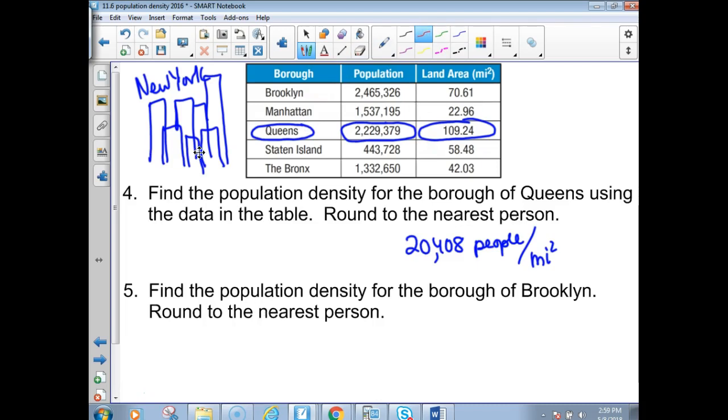Can you imagine, oh man, I could think of a lot of logistics that we'd have to think about to have a city like that. Sewage, everything, all the water that they need. And, wow. All right, let's find the population density for the borough of Brooklyn. Did you know they're called boroughs, the little separation of the sections of the city? They're called boroughs. Round to the nearest person. There we go. Let's do another calculation.